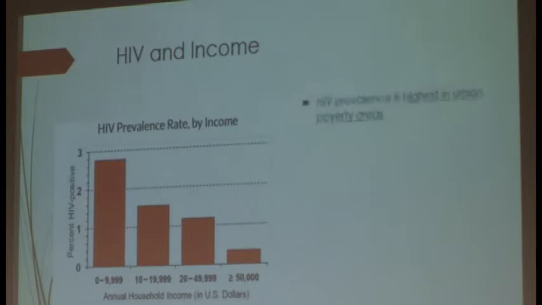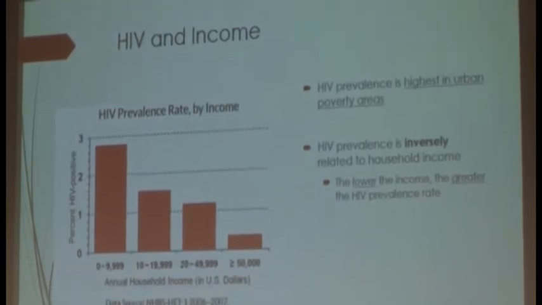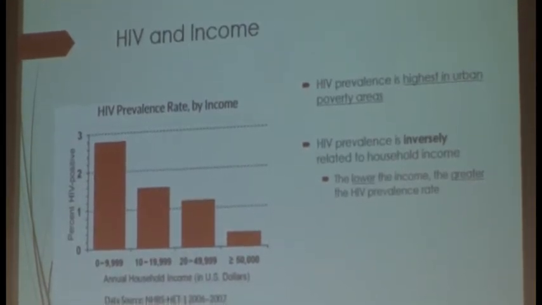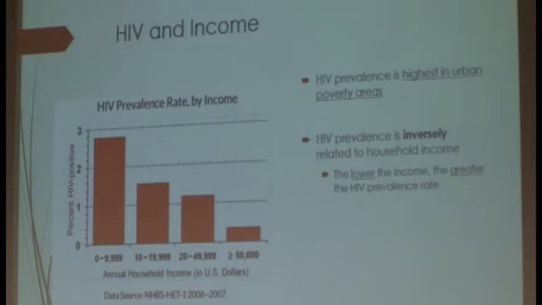HIV and income. As you see in this particular chart, income has a huge determinant on who may or may not be infected with this disease. The prevalence is highest in urban and low income or poverty-stricken areas, as you see on the far left. The prevalence is inversely related to household income, and it improves significantly with higher income, obviously.